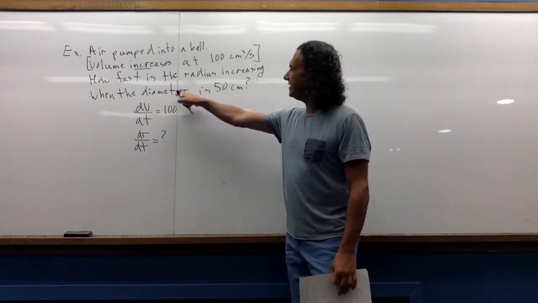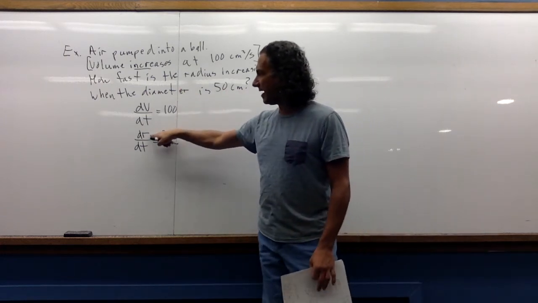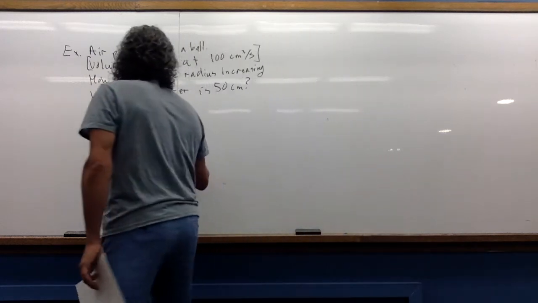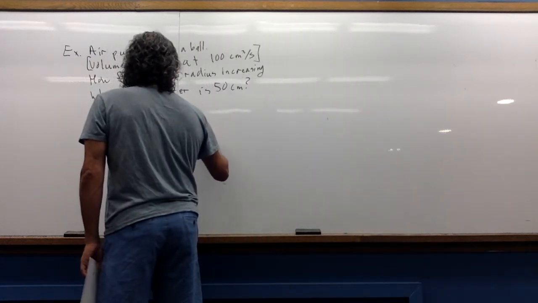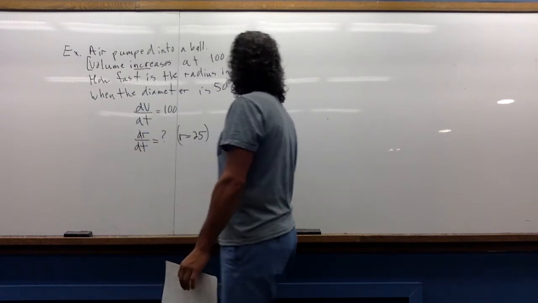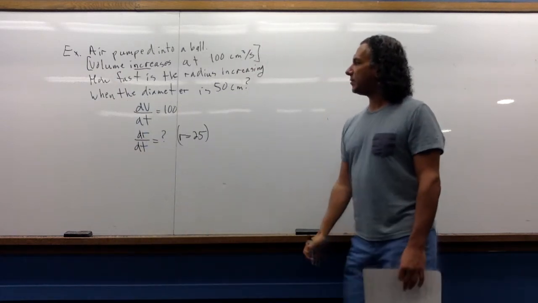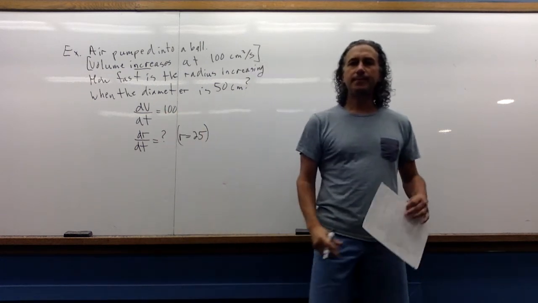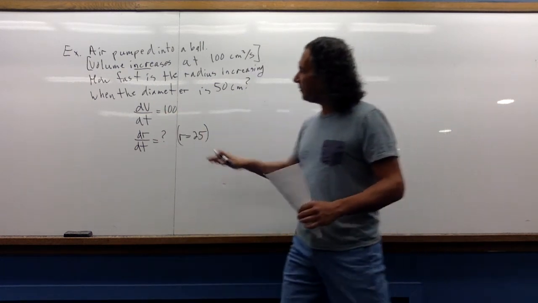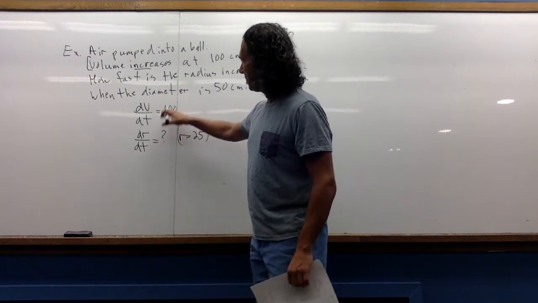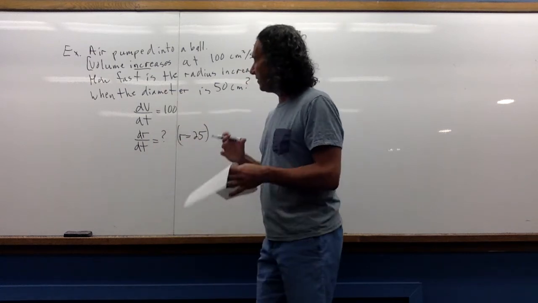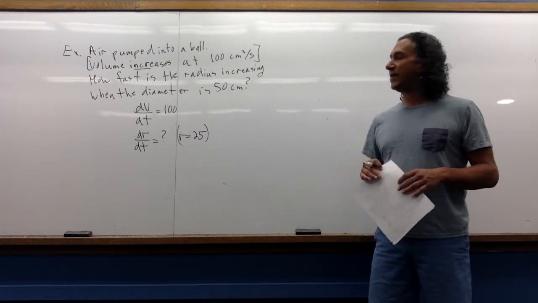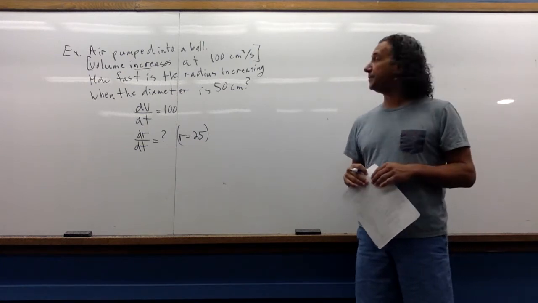Well, I could write d equals 50, but I see that I'm living in the world of r, so I'm going to write r equals 25. So I want this when this is happening, that's true. So again, their rates are actually related to each other. So the question is, how do I take advantage of that relationship between the two?